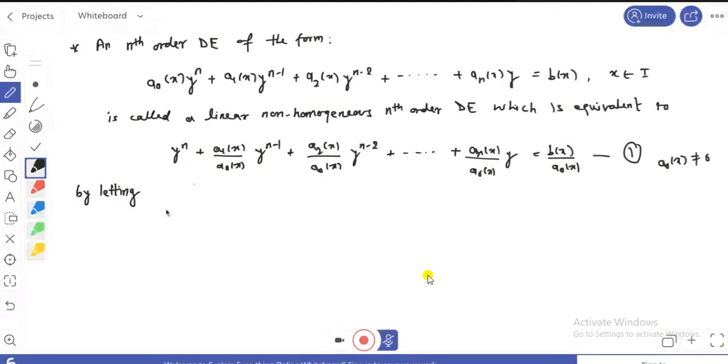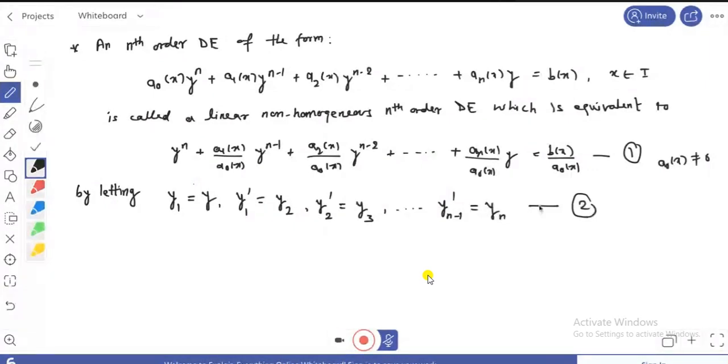So if we assume that y1 is simply y, then what is y1 prime? y1 prime is y2, and y2 prime is y3, and so on, and yn minus 1 prime equals yn. So this is equation number 2 if we assume that notation.